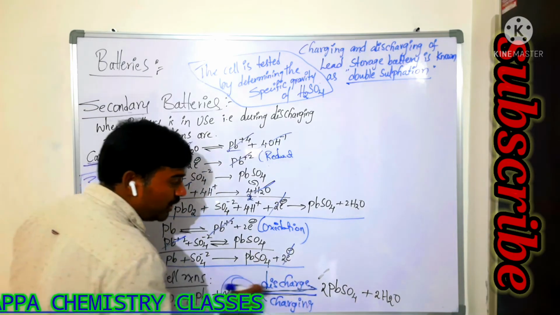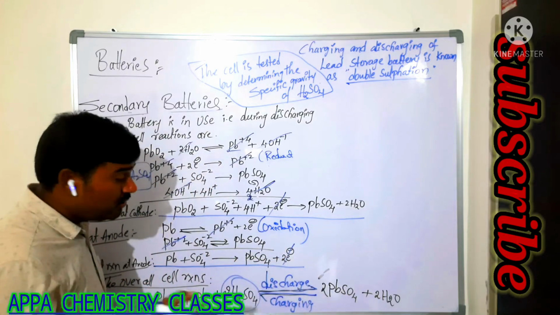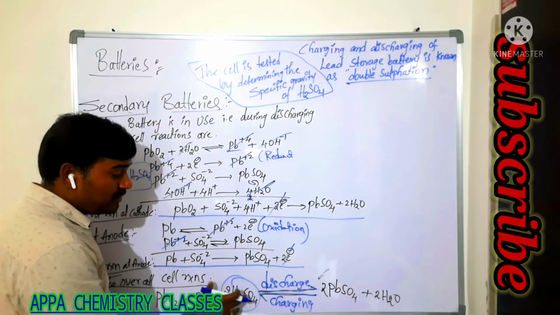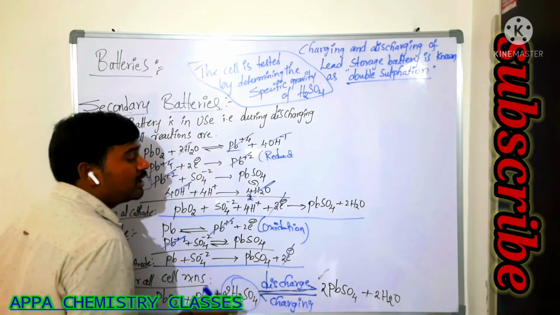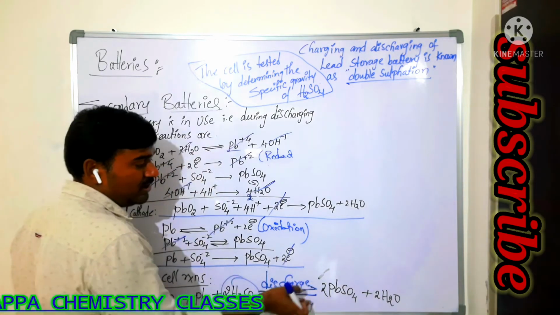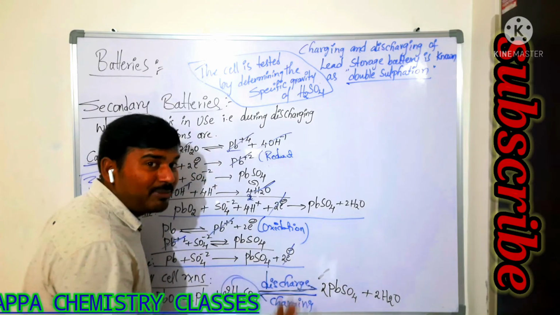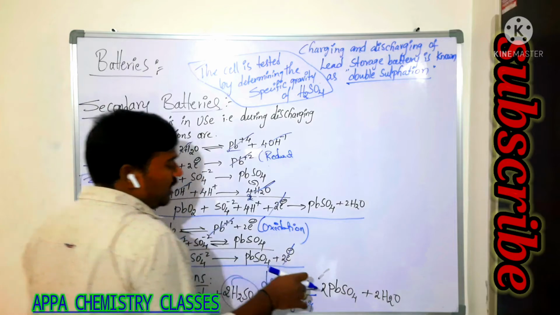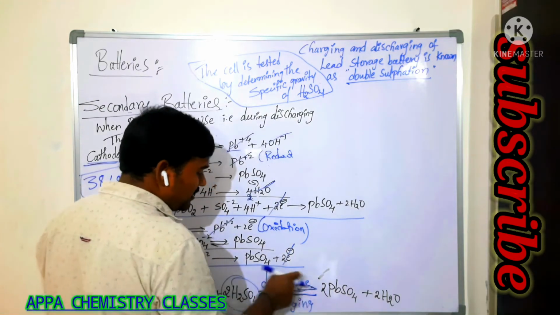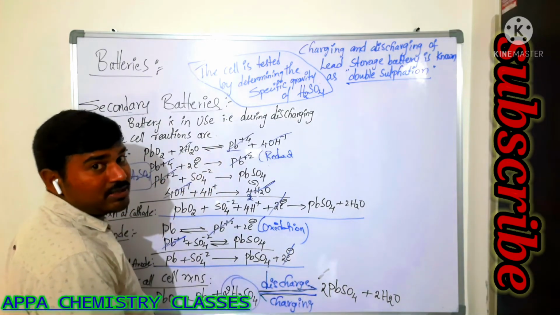It is a reversible reaction, as I said. During the discharging process, the chemical energy stored in the form of sulfuric acid is discharged in the form of lead sulfate. If lead sulfate is forming, it means the cell is undergoing the discharging process. During discharging, the concentration of sulfuric acid decreases.